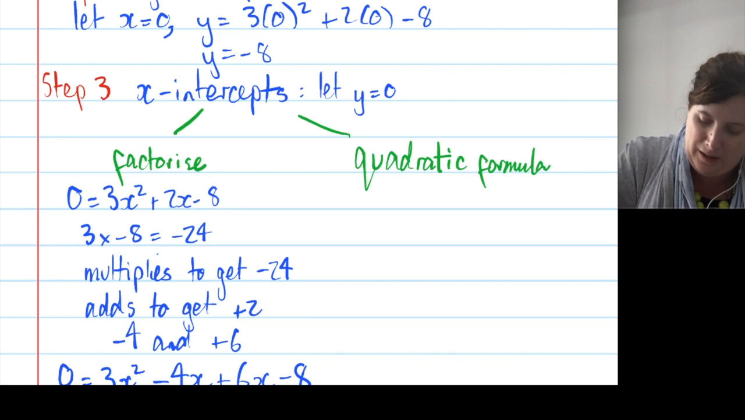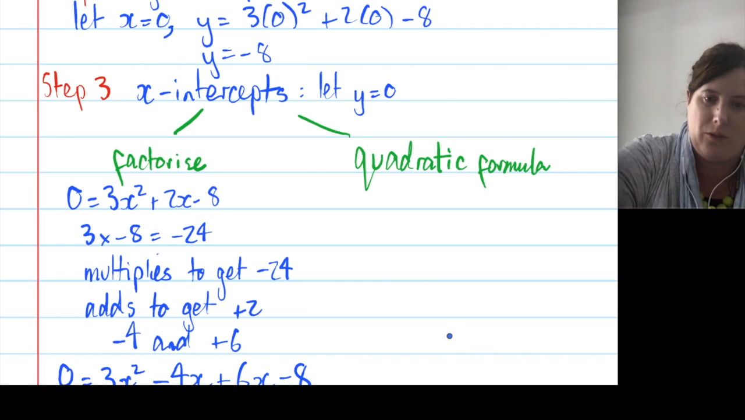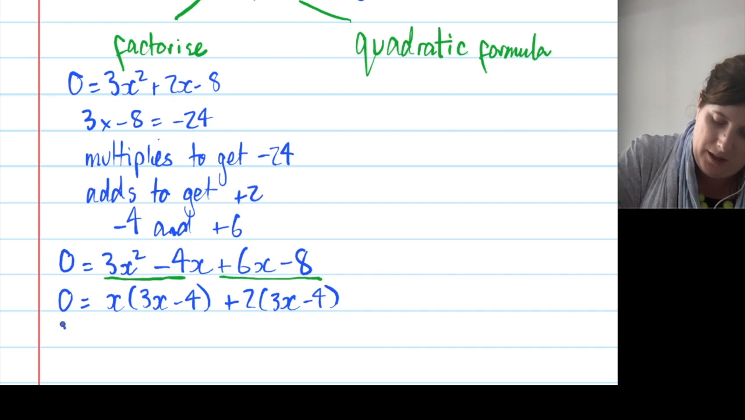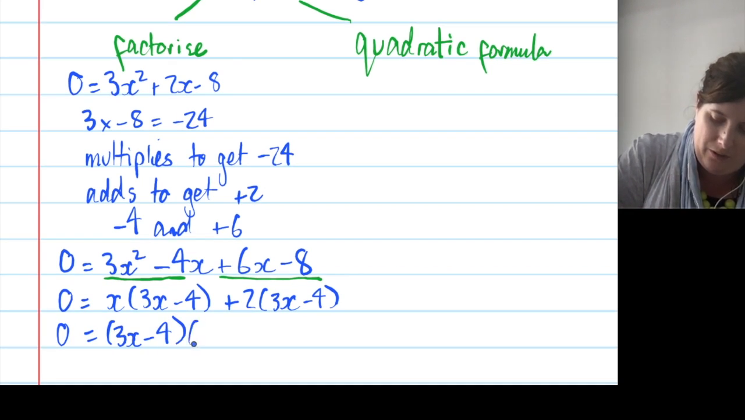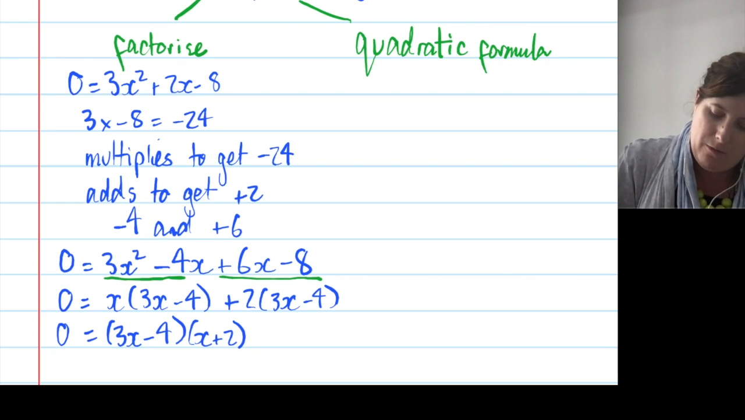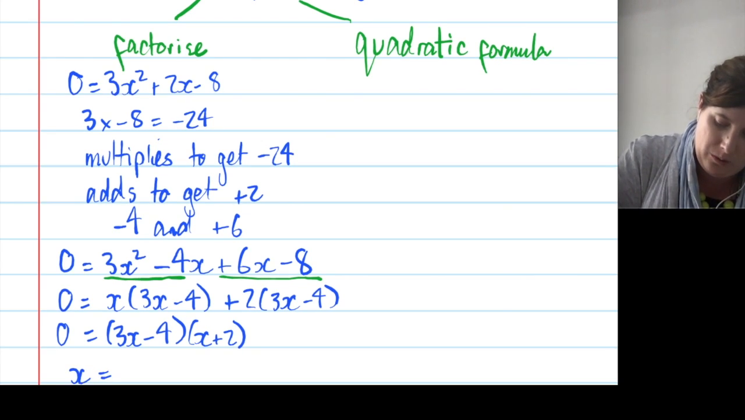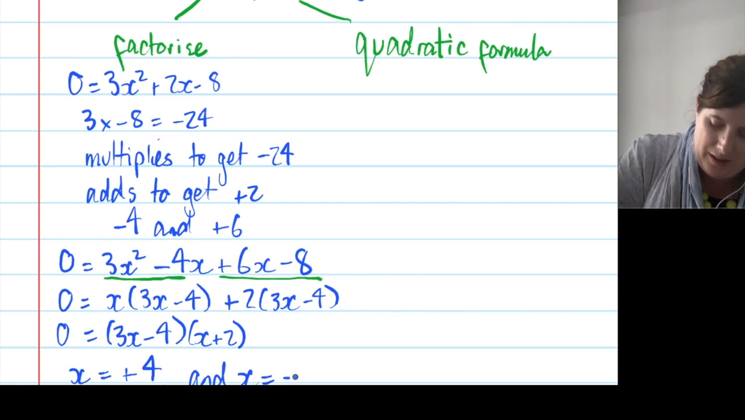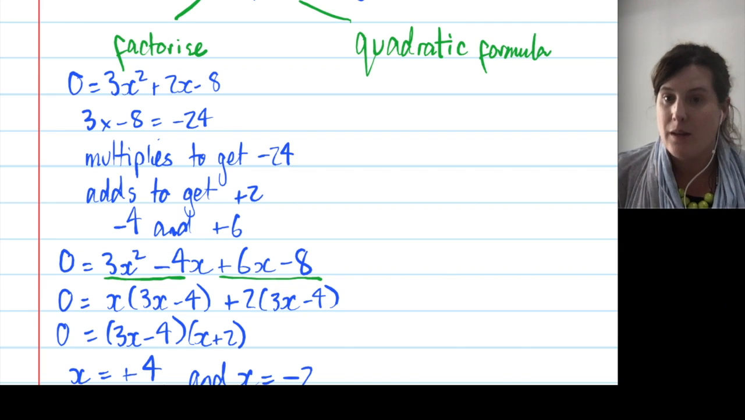2 goes out the front of that, so 3x take 4. Oh wow, I've got 3x take 4 in both. Who could have guessed? So I can take the 3x take 4 out, and I've got x plus 2, which means x equals positive 4 over 3, and x equals negative 2, for the reasons that we went through in the first chapter.